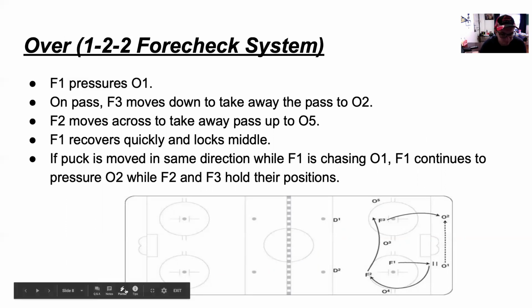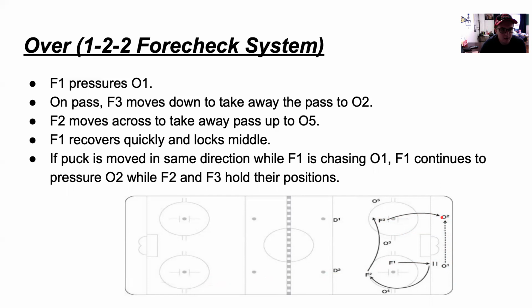So let's take a look. Okay, there's our player. So F1's coming in to forecheck O1. So O1's going to make that pass to O2, and F3 is going to come in and forecheck O2 when that pass is being made. Okay, now O2 is going to look to pass to O5. So although F3 is forechecking, we got to make sure we're in the passing lane here. We got to make sure we're having our stick down, so it makes it more difficult to pass the puck.